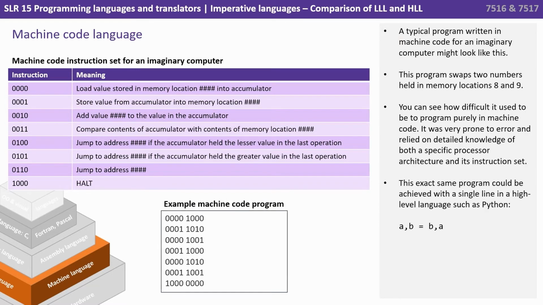A typical program written in machine code for an imaginary computer might look something like shown at the bottom of the screen. This program swaps 2 numbers held in memory locations 8 and 9. You can see how difficult it used to be to program purely in machine code. If it wasn't for the table there showing you what the sequence of 0s and 1s meant, you'd have no idea what this program did. It was very prone to error and relied on detailed knowledge of both a specific processor architecture and its given instruction set. This exact same program could be achieved with a single line in a high-level language such as Python.